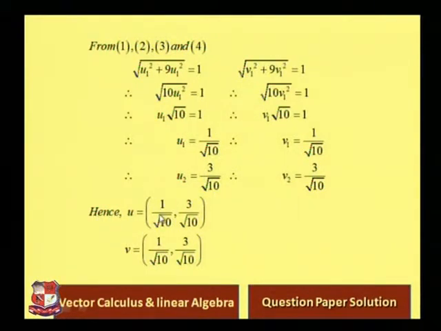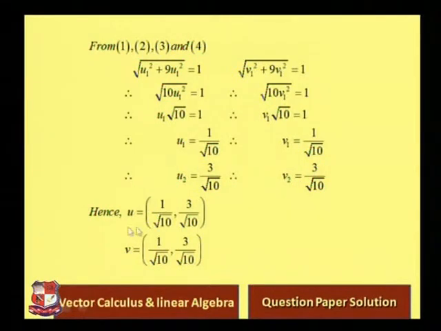That means u is 1 upon root 2, 3 upon root 2. Similarly for v1, v2: in equation 4, v2 equals 3v1, so its square is 9v1 square. Adding both, we get 10v1 square. Now v1 is common, so we get v1 times root 10 equals 1. Multiplying by 1 upon root 10, v1 equals 1 upon root 10, and then substituting in equation 4, v2 equals 3 upon root 10.